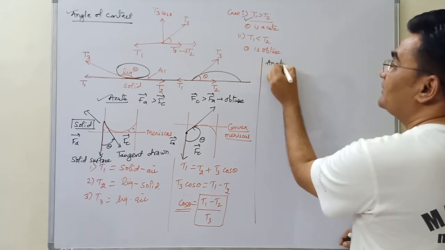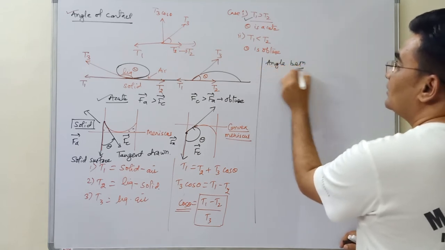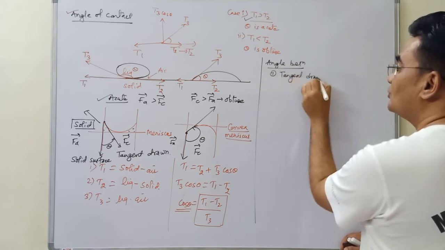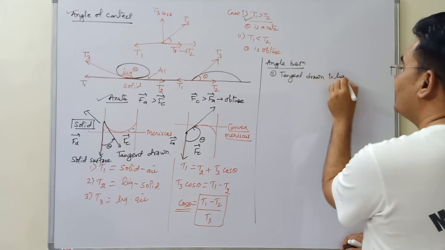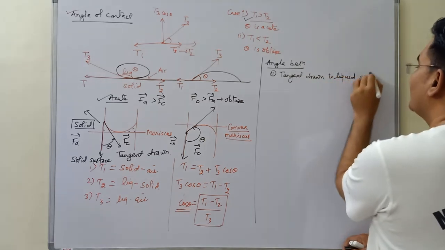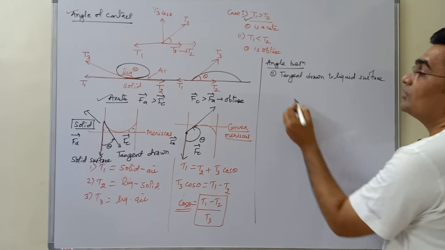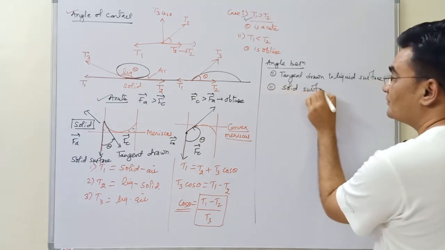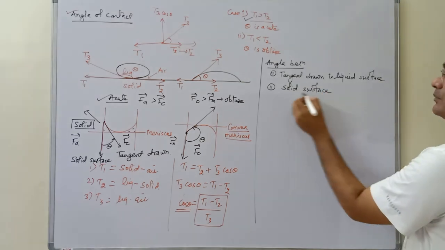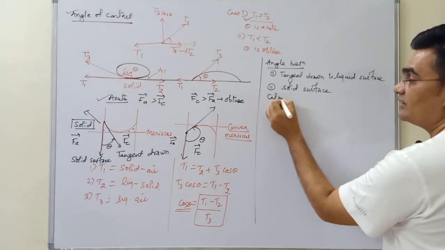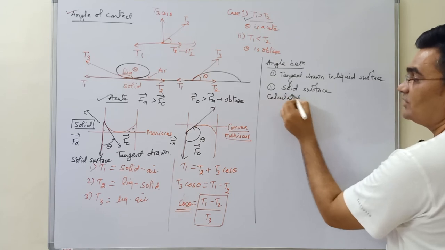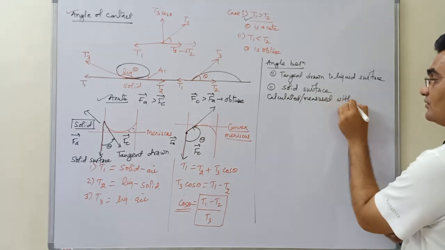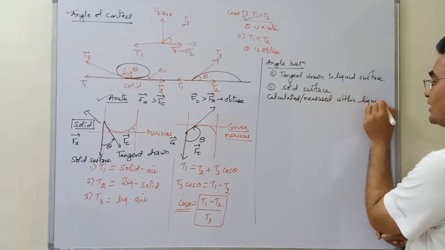So what is angle of contact? The angle between two things: the tangent drawn to the liquid surface at the point of contact, and the solid surface, measured or calculated inside the liquid, within the liquid. We are not going to measure outside the liquid.